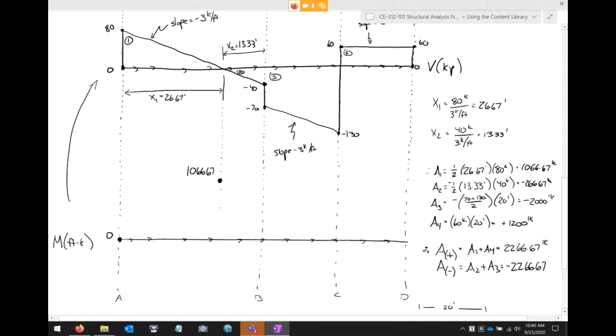Whenever you're drawing your shear diagram, the values on the shear diagram represent the slopes down below. So at the very beginning of the beam, at point A, we have a really high slope. And then as we go to the right, the slope is going to get smaller until we get to right here where we have zero shear. Zero shear means zero slope.